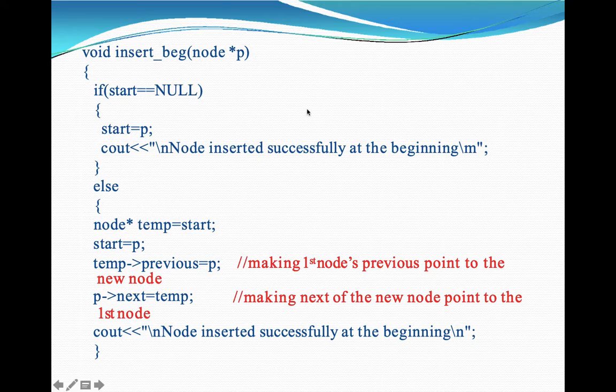Let us check. If it is empty, means if the start is null, so obviously you can insert successfully at the beginning. Means if you don't have any node, then you can easily insert, and this is only one step. Start equals to p. Now, else means if you have a number of nodes in the double linked list. So what is this?